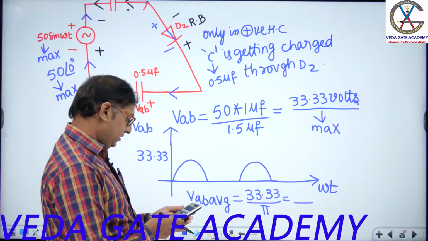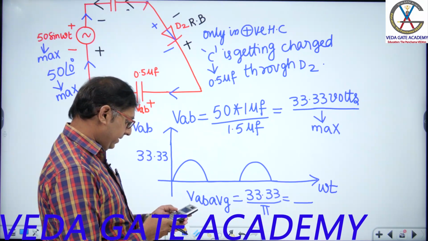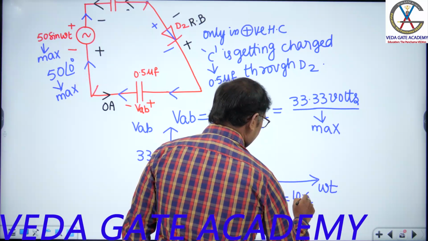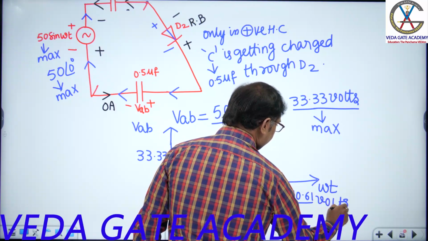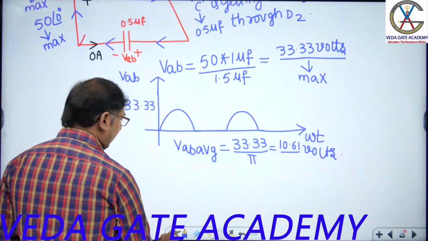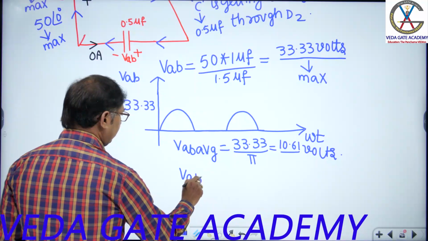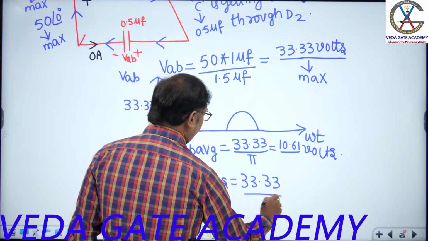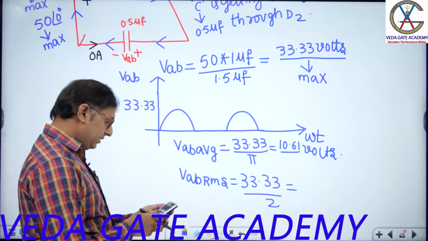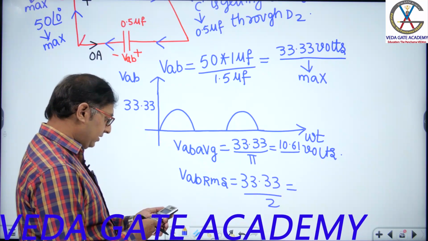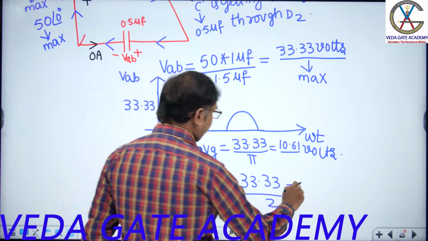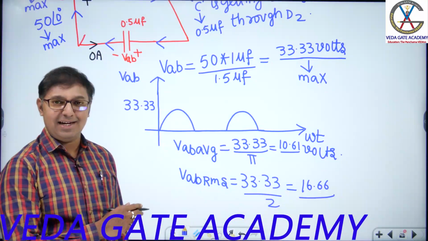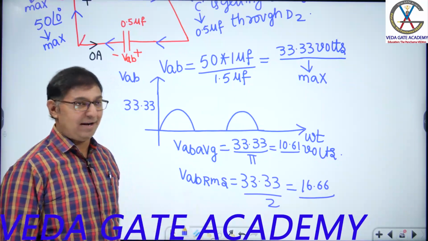33.333 divided by pi is 10.61 volts. If the examiner asks VRMS, what is VAB RMS? 33.33 by 2, some 16 point something, 16.66. Okay, sir, he has not asked VRMS, but I am calculating VRMS even.